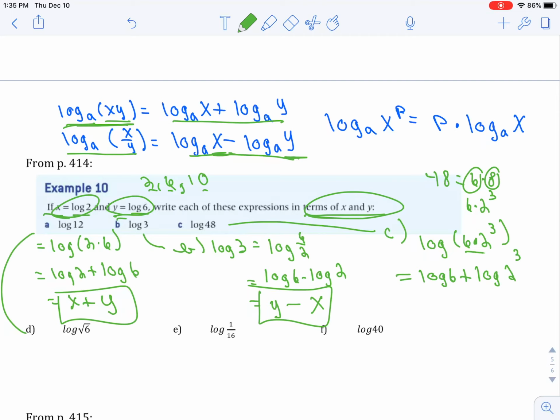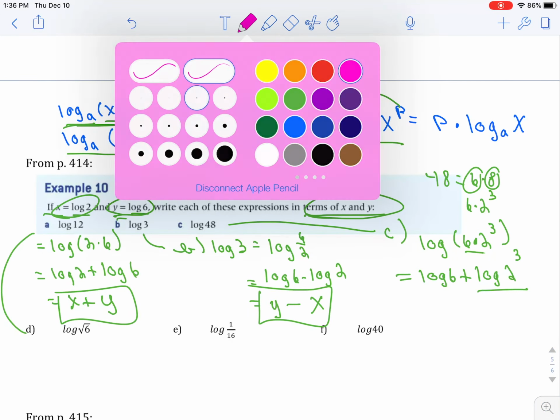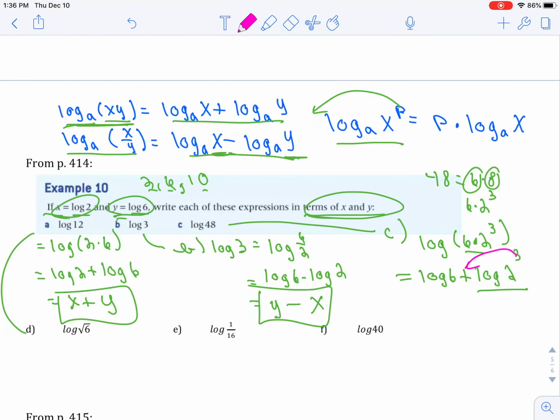And so now right here, notice that we have a log of a power. And this is the rule for the log of a power. You just bring that exponent out in front. So bring the 3 out here. This is going to become log of 6 plus 3 log 2. Now, that would be the correct answer, but they ask you to write it in terms of x and y, and we know that log 6 is y, so that turns into y plus 3 times, and then log 2 is x, so y plus 3x.